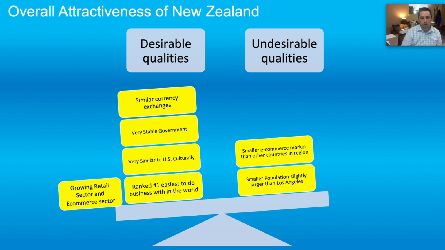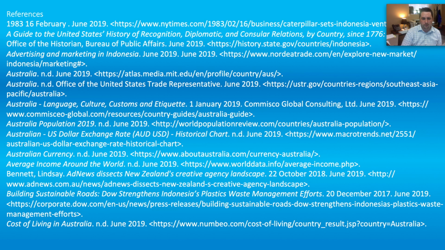And then in New Zealand, very stable government, very similar culturally to the United States, ranked easiest in the world to do business with. So definitely an attractive market there. But I really think overall the Oceania region is going to be a great spot for the United States for years to come.